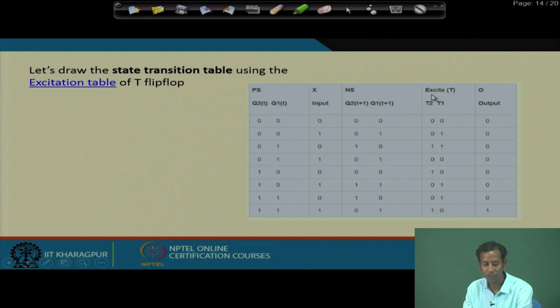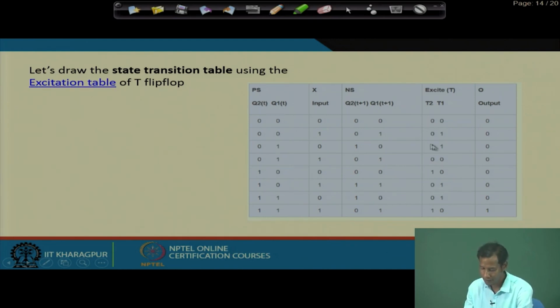Depending on the excitation table of the T flip flop, for the present state to the next state transition, we can now derive the values. As we have to design the circuit using T flip flops, that is why we use the excitation table of the T flip flop. Depending on the present state and the next state, we get the value of the excitation table of the T flip flop.